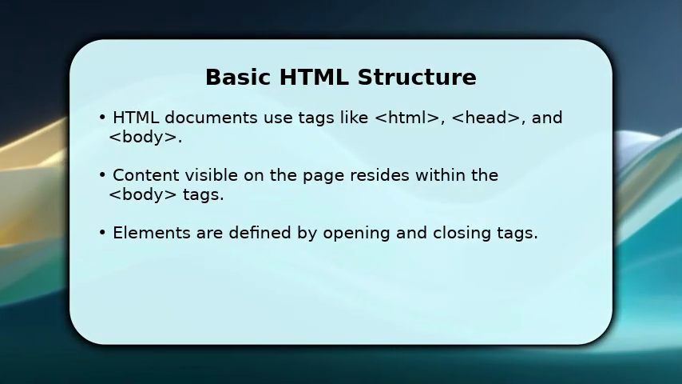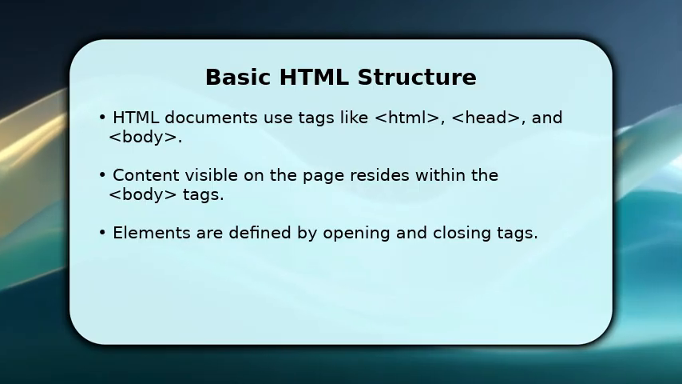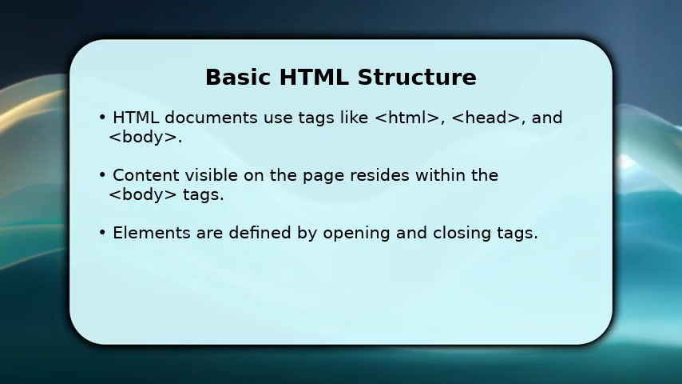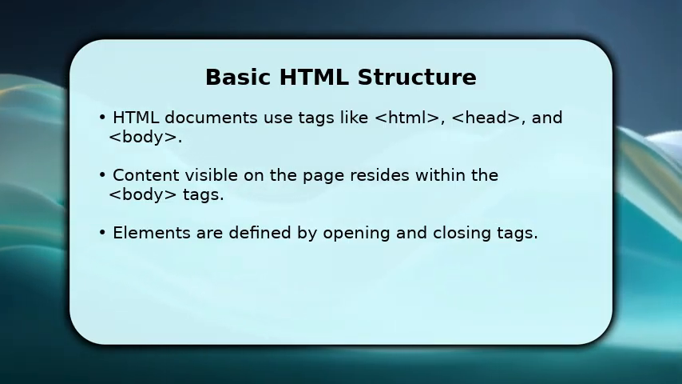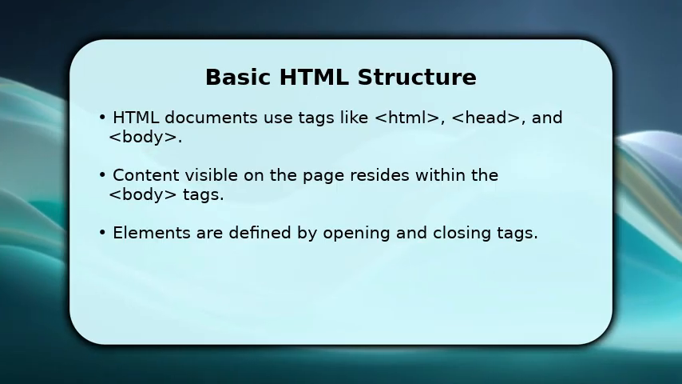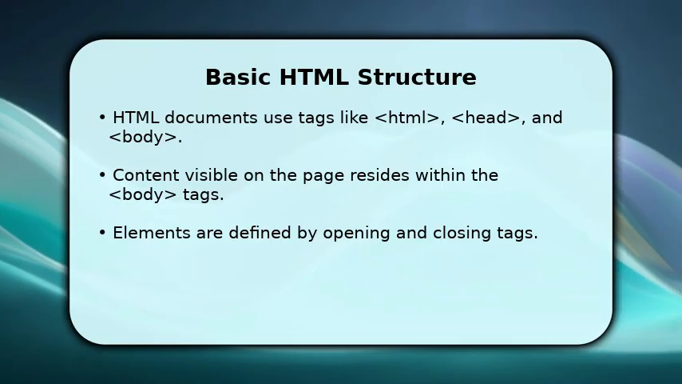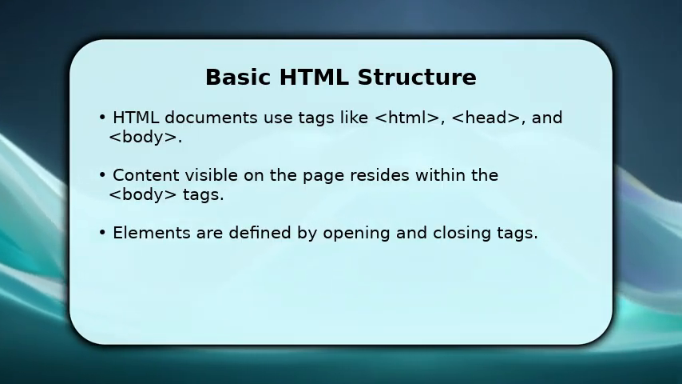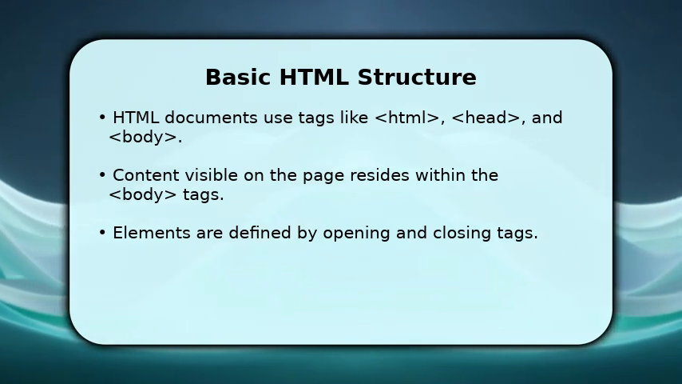Understanding the basic structure of an HTML document is key. Every HTML page begins with an HTML tag and contains a head and a body section. The head typically holds metadata, while all the visible content, such as text, images, and links, lives inside the body tags. Elements are usually defined by both an opening tag and a corresponding closing tag, like P for a paragraph. This structure helps organize your content effectively.